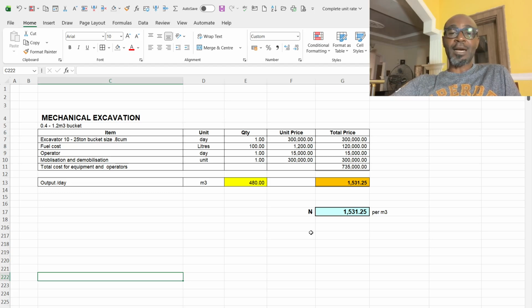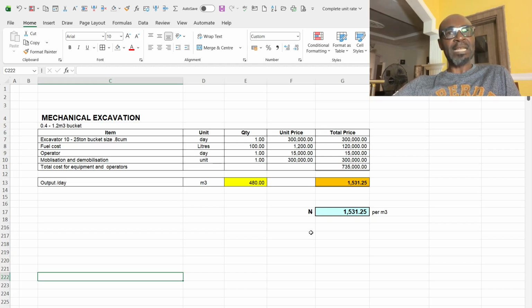And our topic on this video is how to calculate the cost per cubic meter of excavation using mechanical means for the excavation. As we all know, there are two ways by which excavations are done on site, either manual or mechanical means. And the equipment that is used for the mechanical means of excavation is excavators.